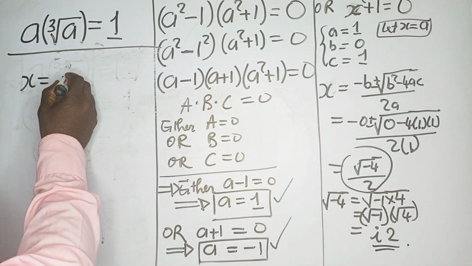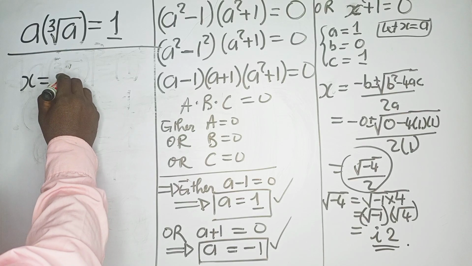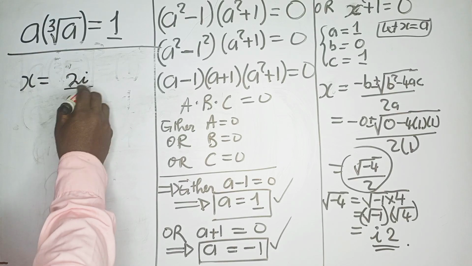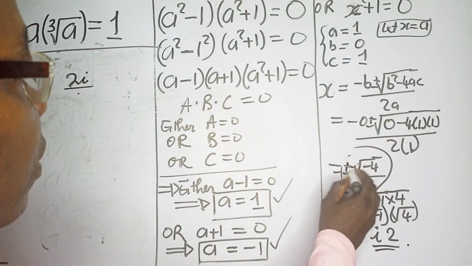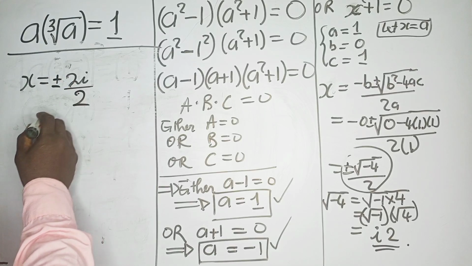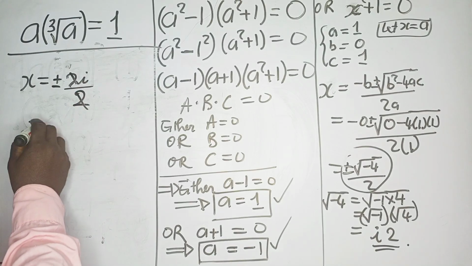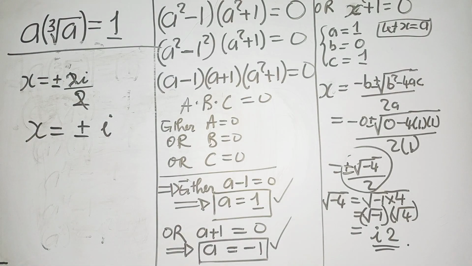So x is equal to negative 0, plus or minus 2i all over 2. We forgot the plus or minus. These 2s cancel. So x is equal to plus or minus i. So we see we get the remaining two solutions. x equals plus or minus i.